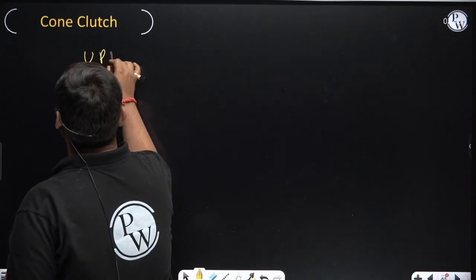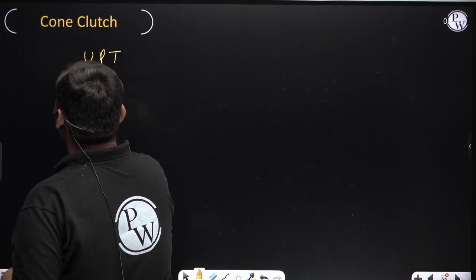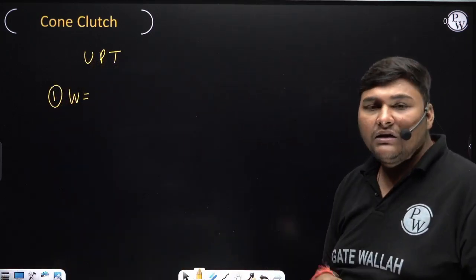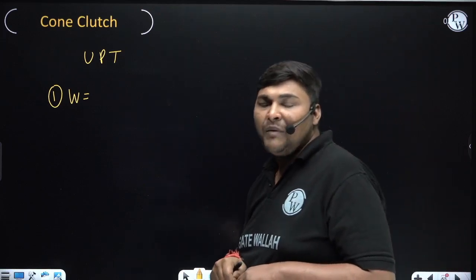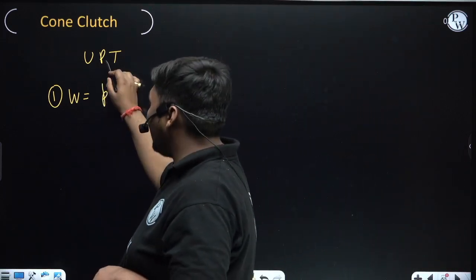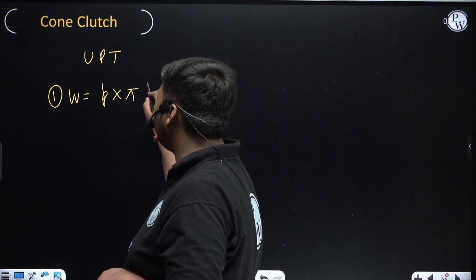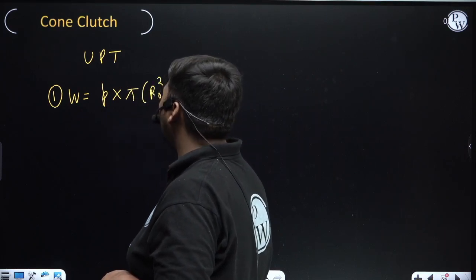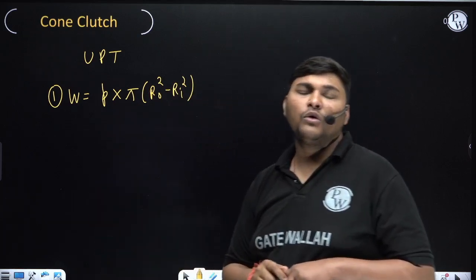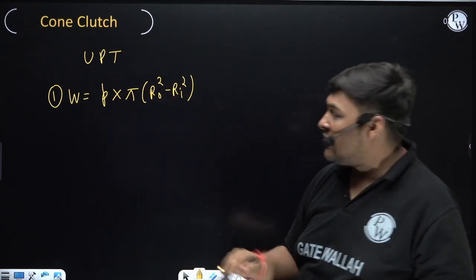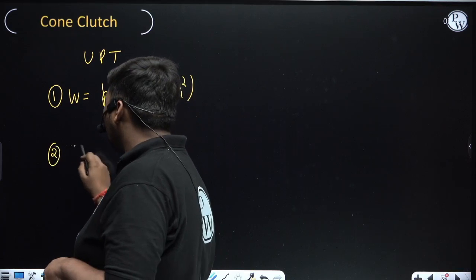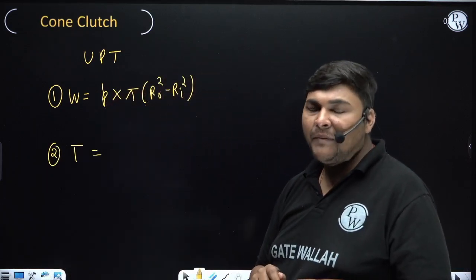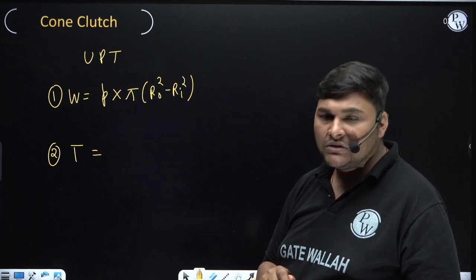Now if I write the expression of W for the uniform pressure theory, same as the plate clutch, the formula of W for the plate clutch by uniform pressure theory is pressure P into pi into R0 square minus Ri square. The same formula of W will be valid for the cone clutch also by uniform pressure theory. Now the expression of torque. First write the expression of torque transmitted by the plate clutch, then multiply this with the term 1 upon sin alpha.